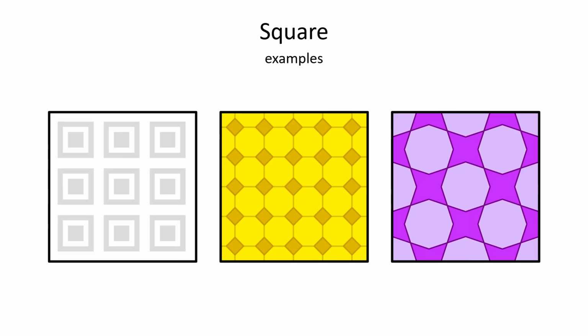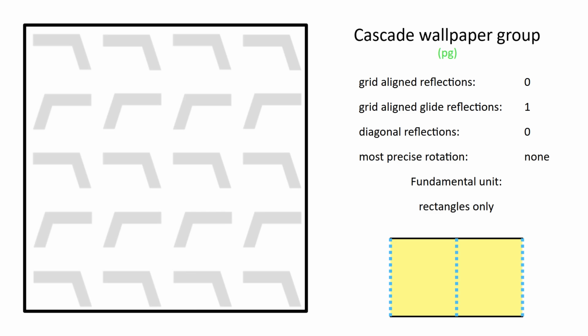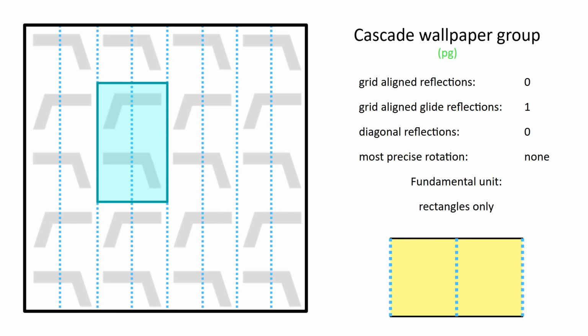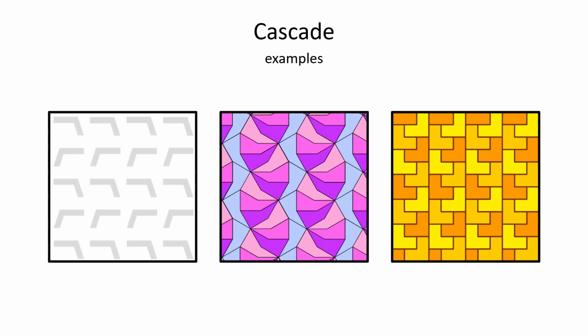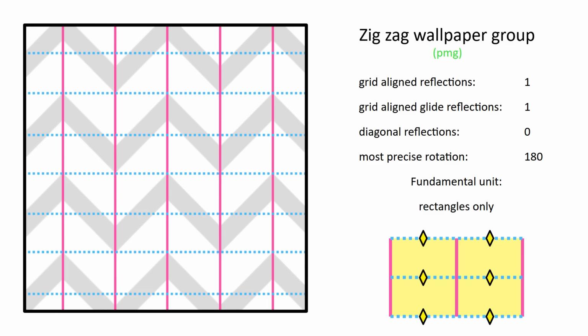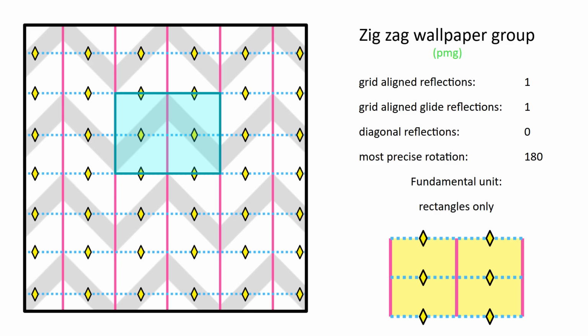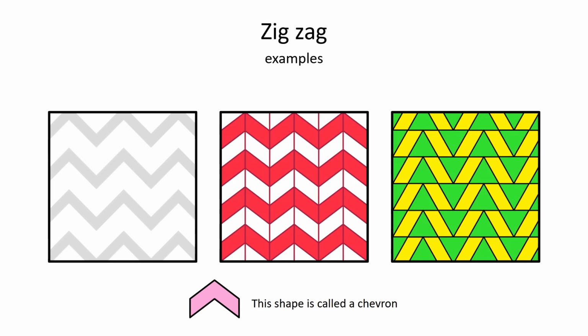Now it's time for glide reflections. With one axis-aligned set of them, you get the cascade wallpaper group. I named it that because if you look closely, there is a clear direction, but to follow it, you swap between mirror images. The zigzag wallpaper group has reflections going one way and glide reflections going the perpendicular way, as well as 180-degree rotations, but offset from the reflections. An infinite zigzag pattern is a good example, as well as patterns made with chevrons.